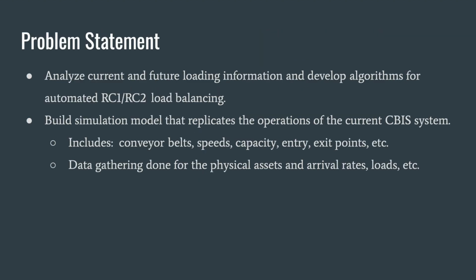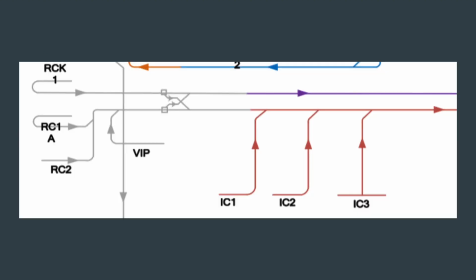First off, looking at our problem statement, we want to analyze current and future load balancing information and develop algorithms for automated RC1, RC2 load balancing. The goal through doing this is to build a simulation model that replicates the operations of the current CBIS system. This will include conveyor belts, speeds, capacity, entry and exit points, and several other aspects. Data gathering will also be done for the physical aspects and arrival rates, loads, and so on.